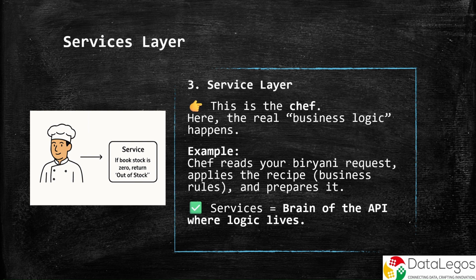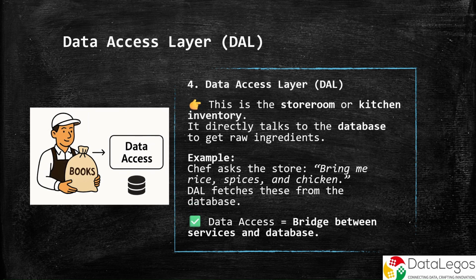Finally, the storeroom or inventory, the data access layer. The chef needs rice, chicken, and spices, so they ask the storeroom. Similarly, the data access layer talks directly to the database to fetch or update raw data.